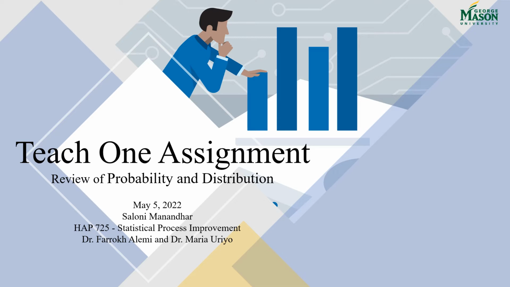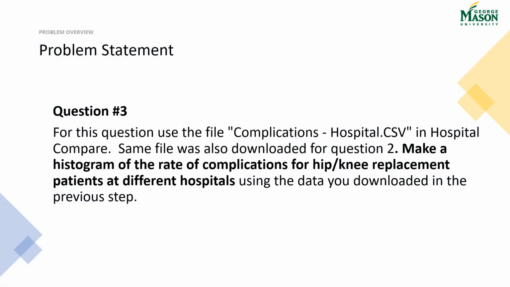The topic of my presentation for week 2 is probability and distribution, and I will be solving question 3 under this topic. We will be solving the following question. We will be creating a histogram of the rate of complications for hip-knee replacement patients at different hospitals using the data we're asked to download.